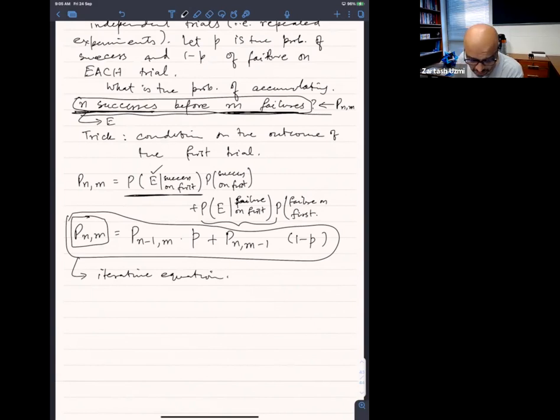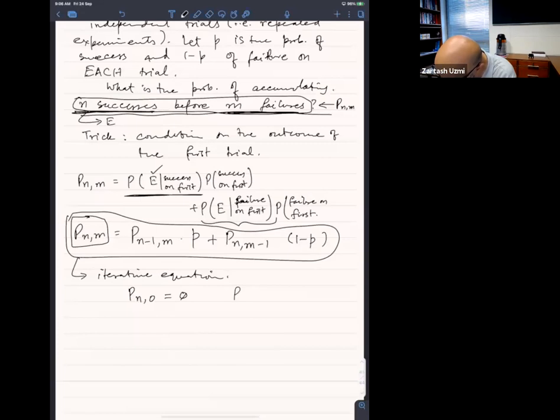We can solve this by using some boundary conditions, and boundary conditions here are P(n,0): n successes before 0 failures. This probability is 0. You cannot have n successes before 0 failures, because when you begin, you already have 0 failures. Before that, no success can happen, right? When you begin the experiment, you already have 0 failures. So before that you cannot have n successes.